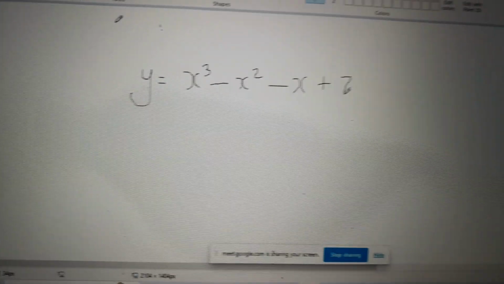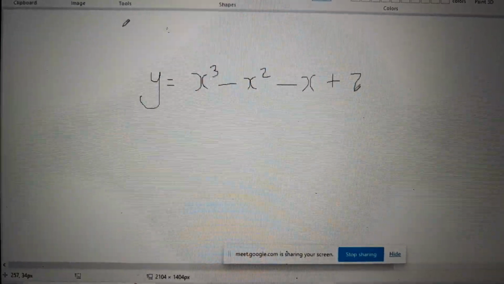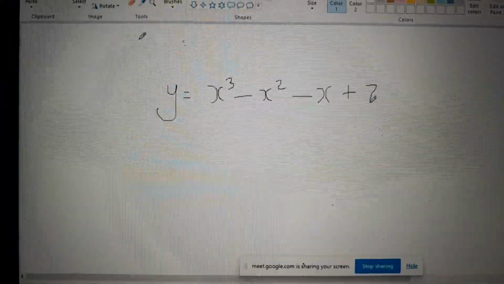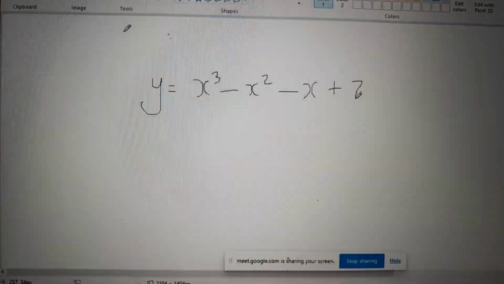Can someone tell me what is the algorithm, or what are the steps that we use to determine stationary points of a curve?